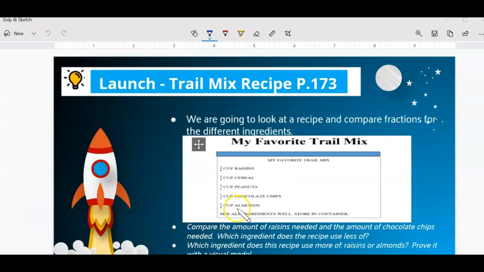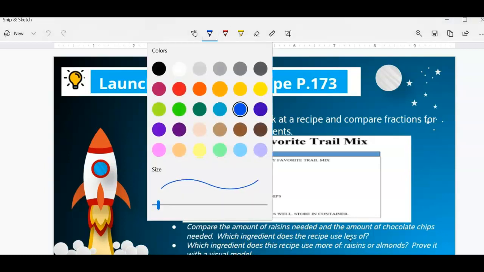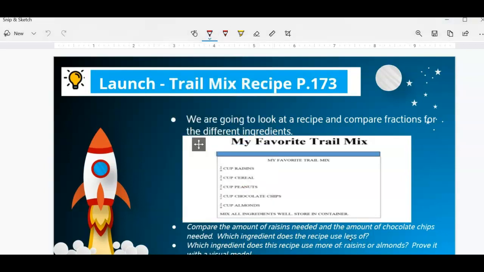Okay, so you've had an opportunity to take a look at it. And so let's go over it. Compare the amount of raisins needed and the amount of chocolate chips needed. Which ingredient does the recipe use less of? So when we look at raisins, we have 1/8 of a cup. And when we look at chocolate chips, we have 1/2 of a cup. Which ingredient does the recipe use less of?